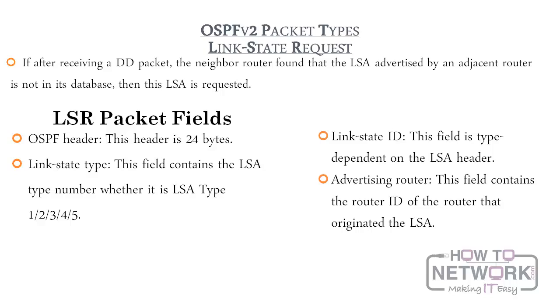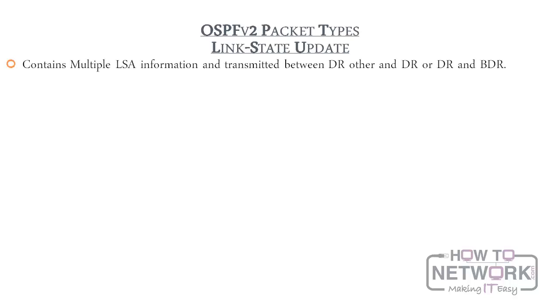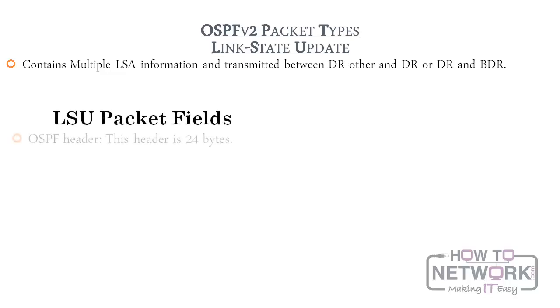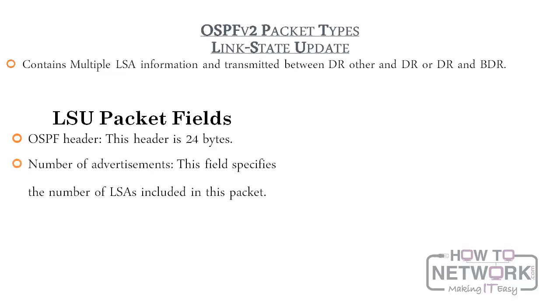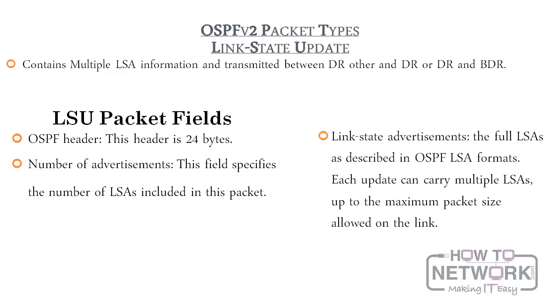And then we have Type 4, the link state update. The link state update contains multiple LSA's information and is transmitted between the designated router and other designated routers, or BDRs. The link state update packet fields include OSPF header, which is 24 bytes long, a number of advertisements field. This field specifies the number of LSAs included in this packet, the link state advertisements, the full LSAs as described in OSPF LSA format. Each update can carry multiple LSAs, up to the maximum allowed packet size for the link.